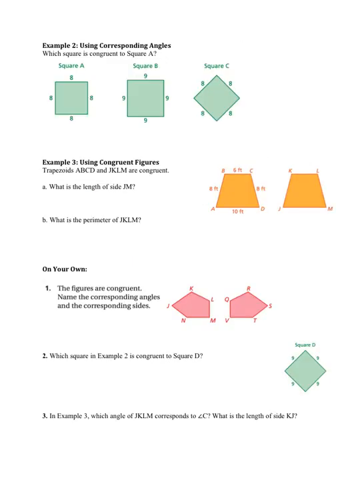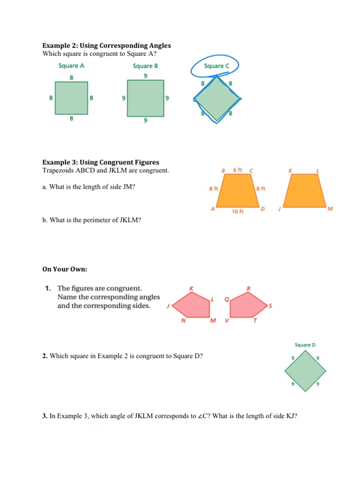So in our next example, we are looking at these squares B and C, and we're going to see which one is congruent to square A. Now I know that they're squares, so that means that all of the angles are 90 degrees. So our angles are congruent, but square C is the square that has side lengths of 8, which matches square A. So square C is the square congruent to square A.